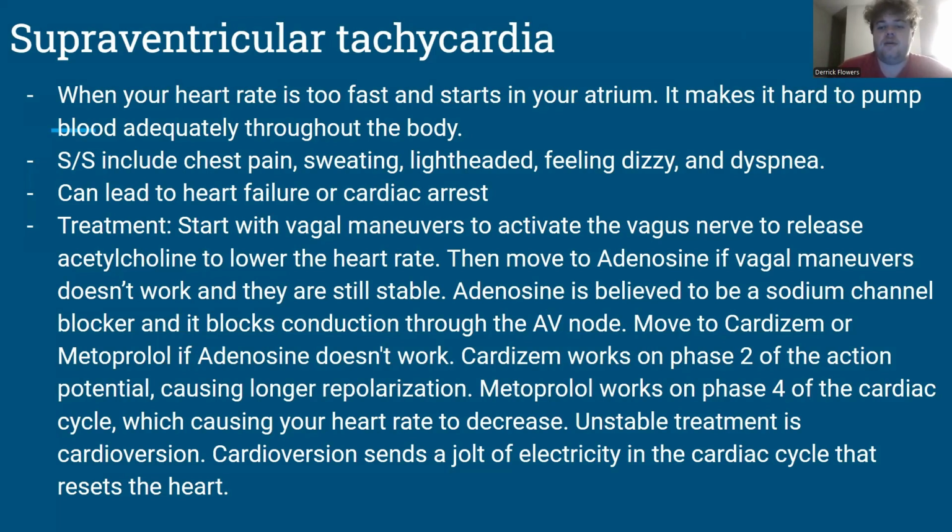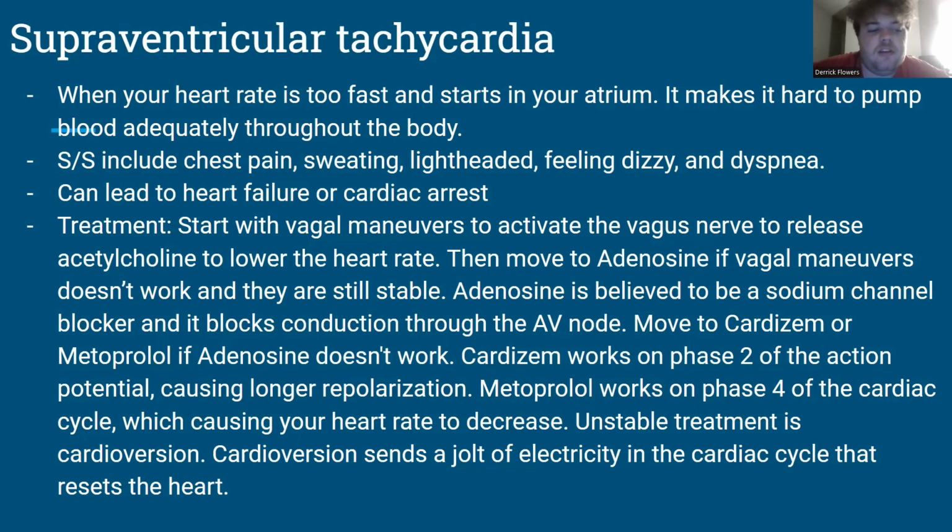Treatment: start with vagal maneuvers. You want to activate that vagus. Let's say they're like me right now, they're A&O times 4, blood pressure's everything fine. You put them on the monitor, heart rate's like 180. You're going to start with vagal maneuvers. Vagal maneuvers are going to activate that vagus nerve to release acetylcholine to lower the heart rate. If that doesn't work, you're going to move to adenosine if they're still stable.